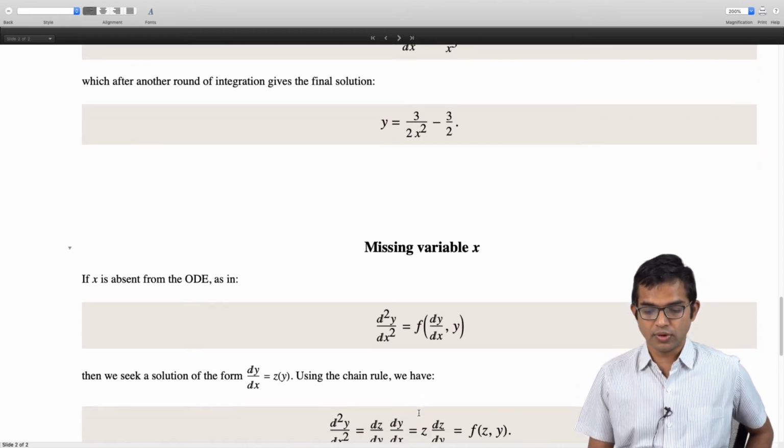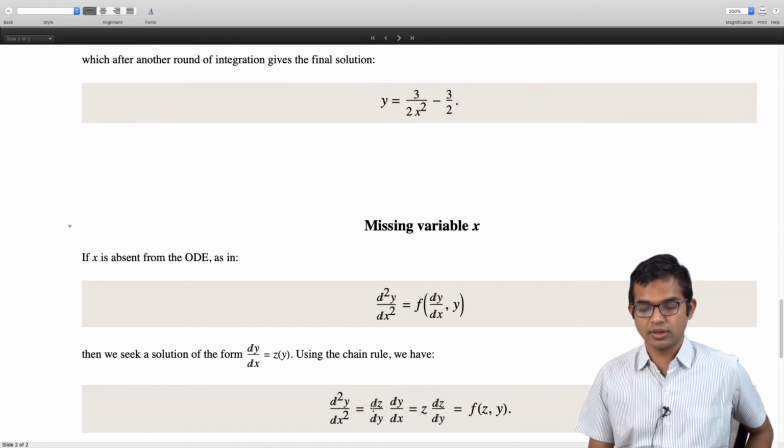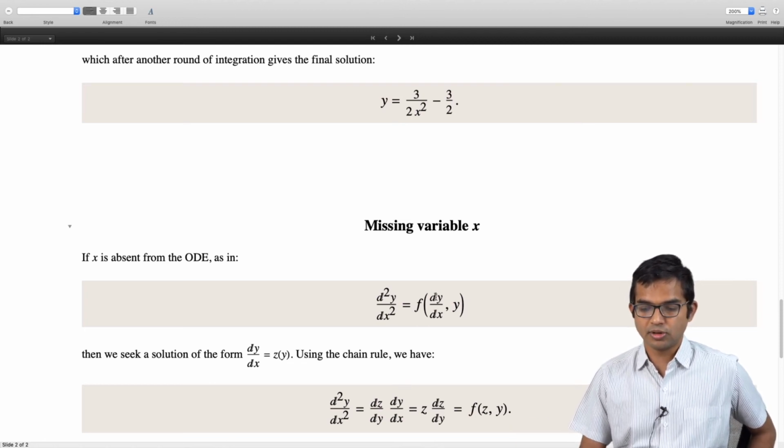So what we do is we use the chain rule and write d squared y by dx squared as dz by dy times dy by dx, which is equal to z times dz by dy. So you want to completely eliminate x from this, because the right hand side has no explicit dependence on x.